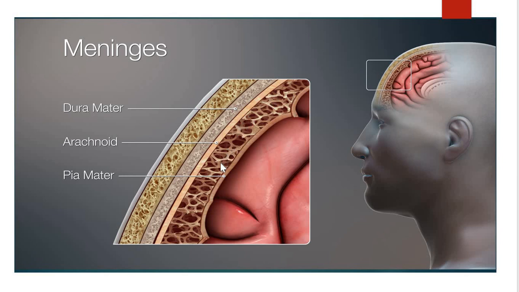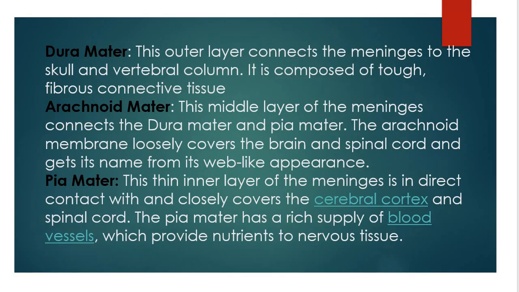Now this inner layer is the pia mater, and pia mater is the innermost layer which nourishes the brain because it consists of blood vessels. This is a thin layer of the meninges in direct contact with the closely covered cerebral cortex, that is the brain, and spinal cord.